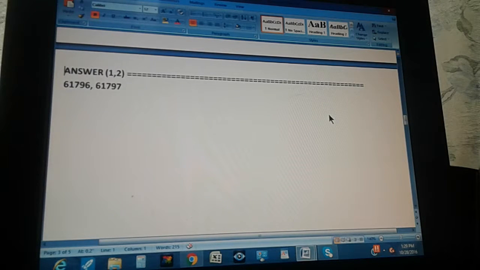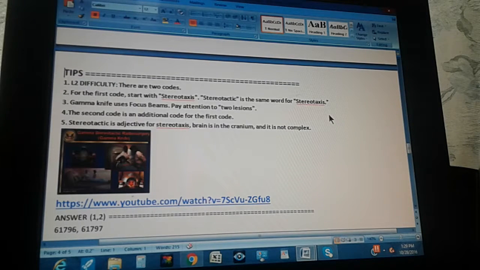All right. The answer is 2 codes. The first code is 61796. And the second code is 61797. You got that? You got the 2 codes? If you did, congratulations. If you didn't get it, let's give you a couple of tips.